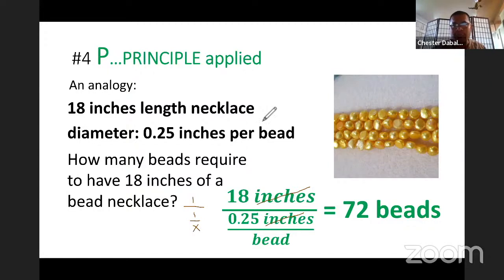Tingnan natin yung chat. Baka may nag-answer na. Okay, that's right. So 18 inches divided by 0.25. Thank you very much, Micaela. Okay, so yun yung principle applied.